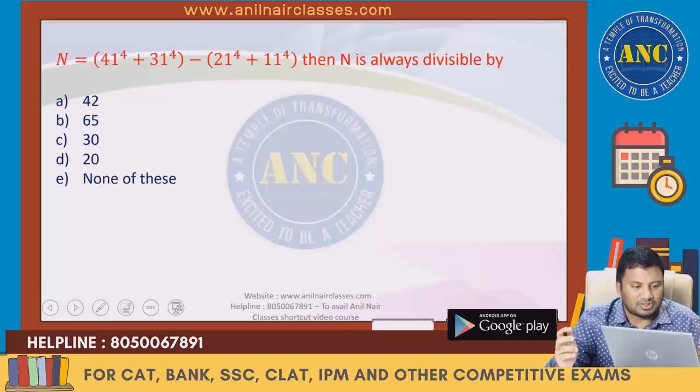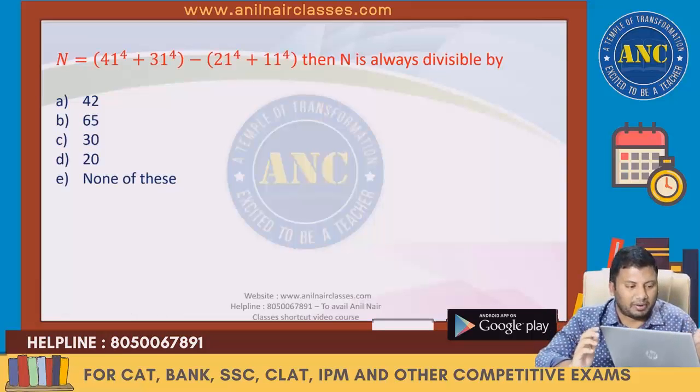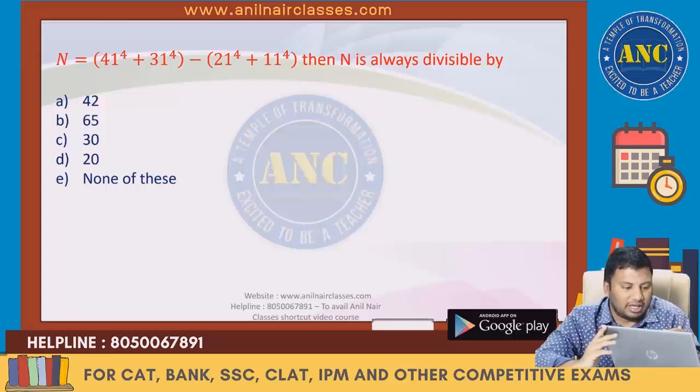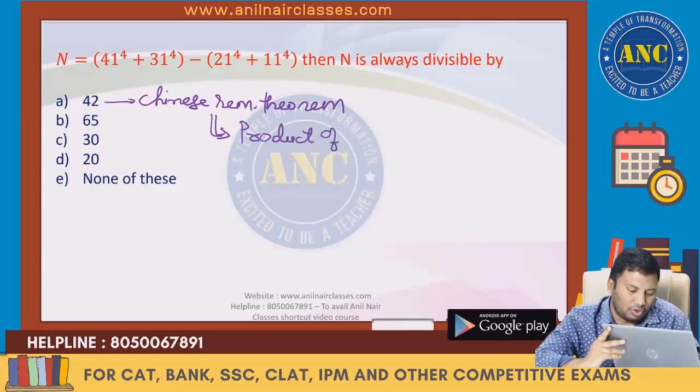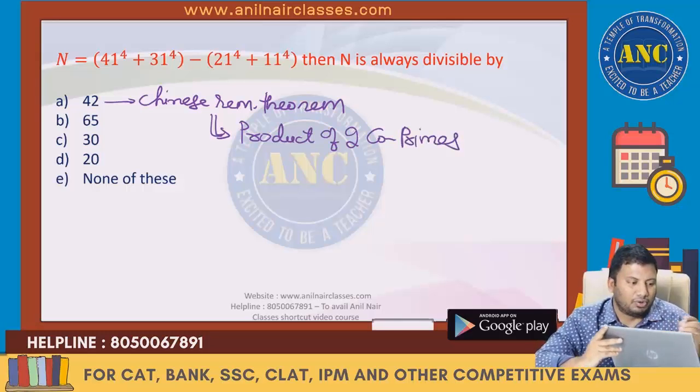These are the problems which we discussed. I'll do a recap of all the problems. So here what we did is apply Chinese remainder theorem to the answer options. What is Chinese remainder theorem? Write the answer options as a product of two coprimes.